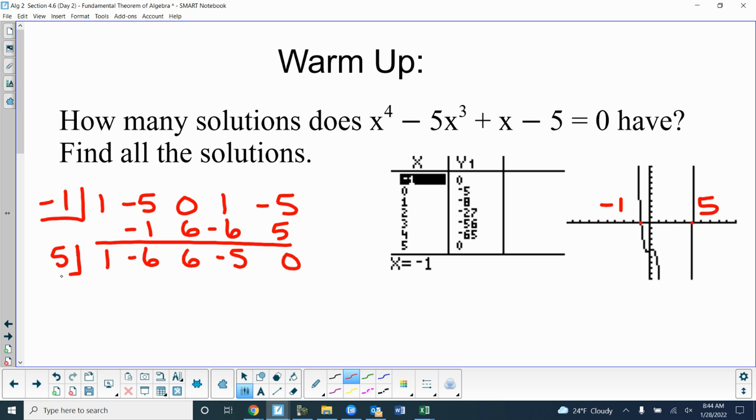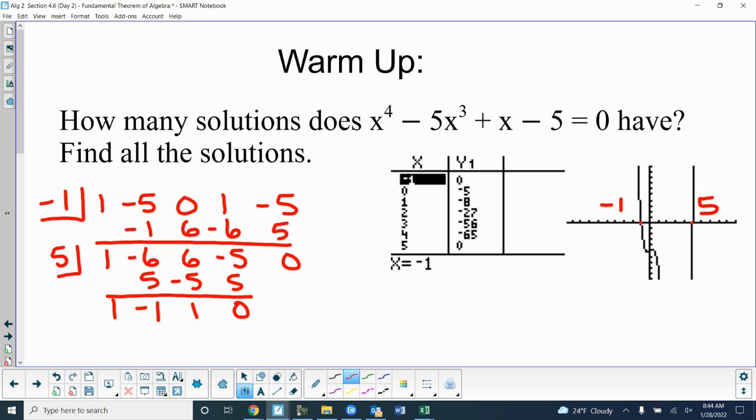Now I put the 5 next. Drop my 1. 5 times 1 is 5. 5 times -1 is -5. And 5 times 1 is 5. So I'm supposed to get zeros for remainders on that, right? If I don't, I did something wrong. I gotta check my work. Questions up to this point?